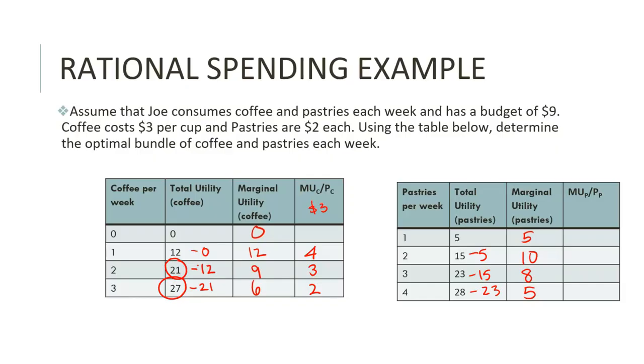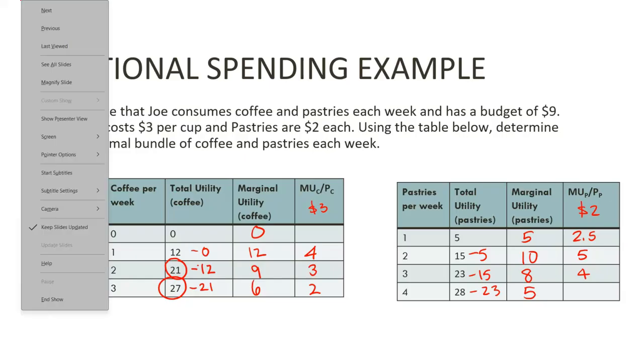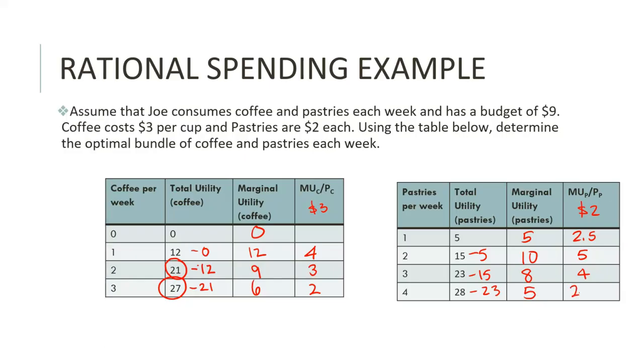Now we want to divide that by the price, and the price of pastries is $2. So 5 divided by 2 is going to give us 2.5. 10 divided by 2 gives us 5. 8 divided by 2 is 4. And then 5 divided by 2 is 2.5 also. So that was step 1 and 2.